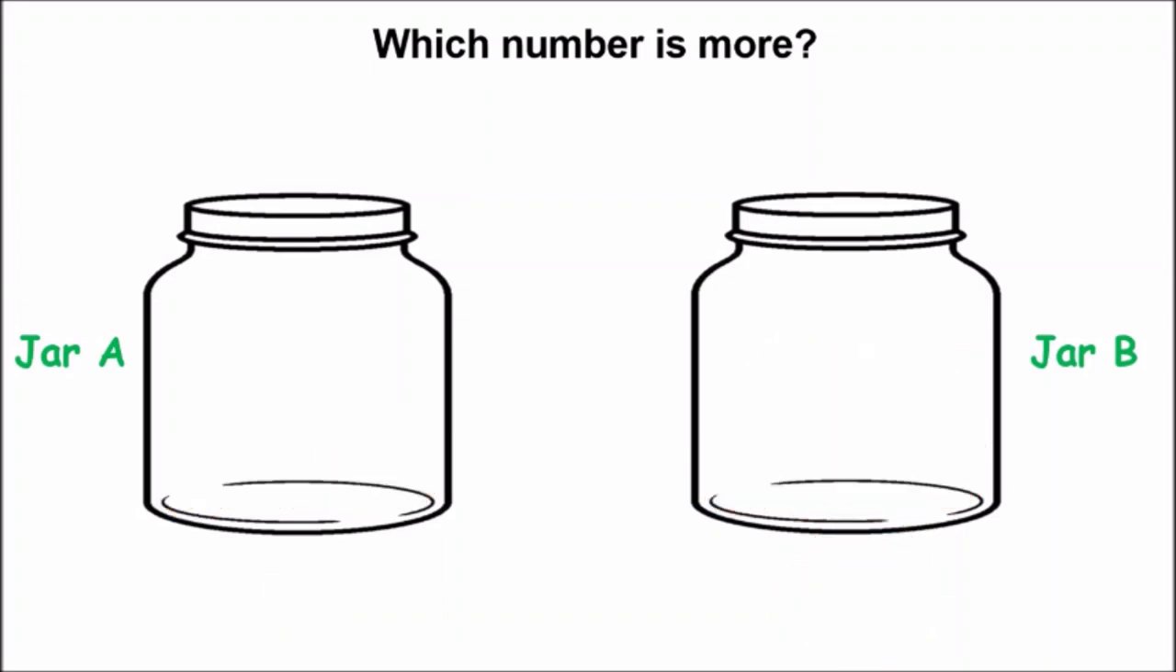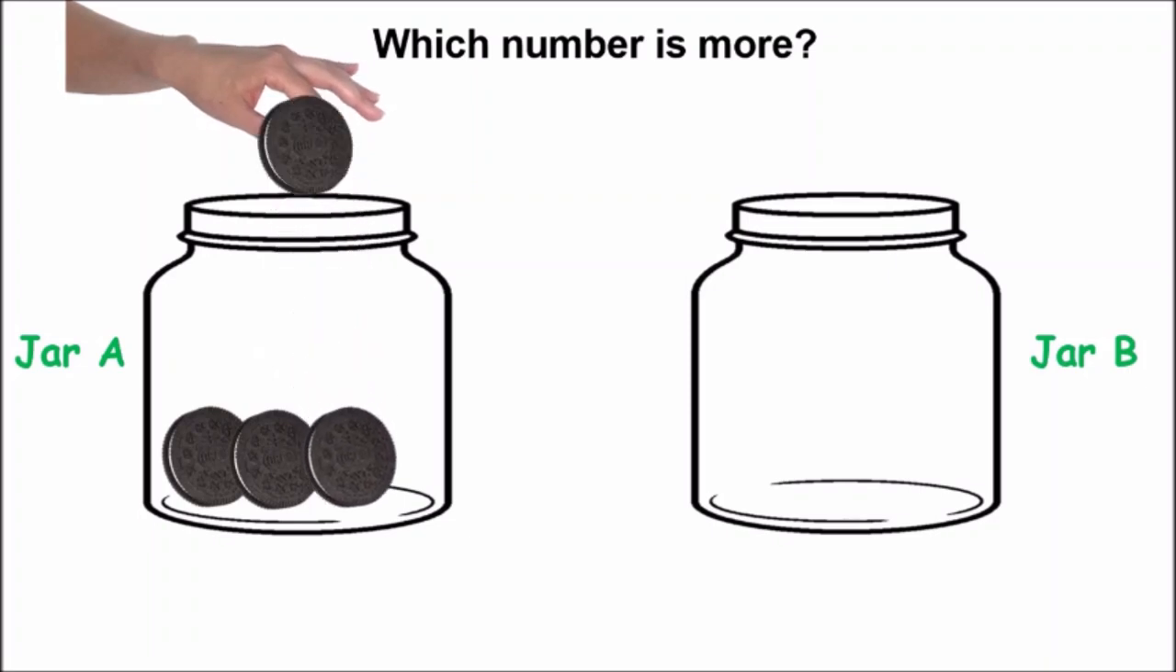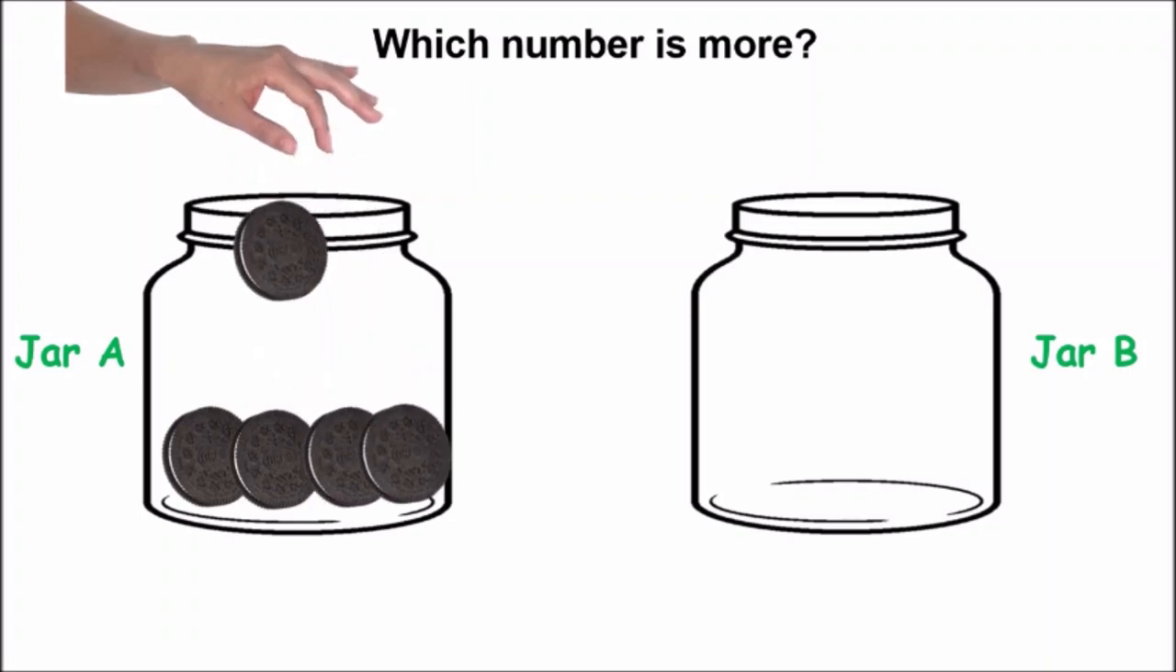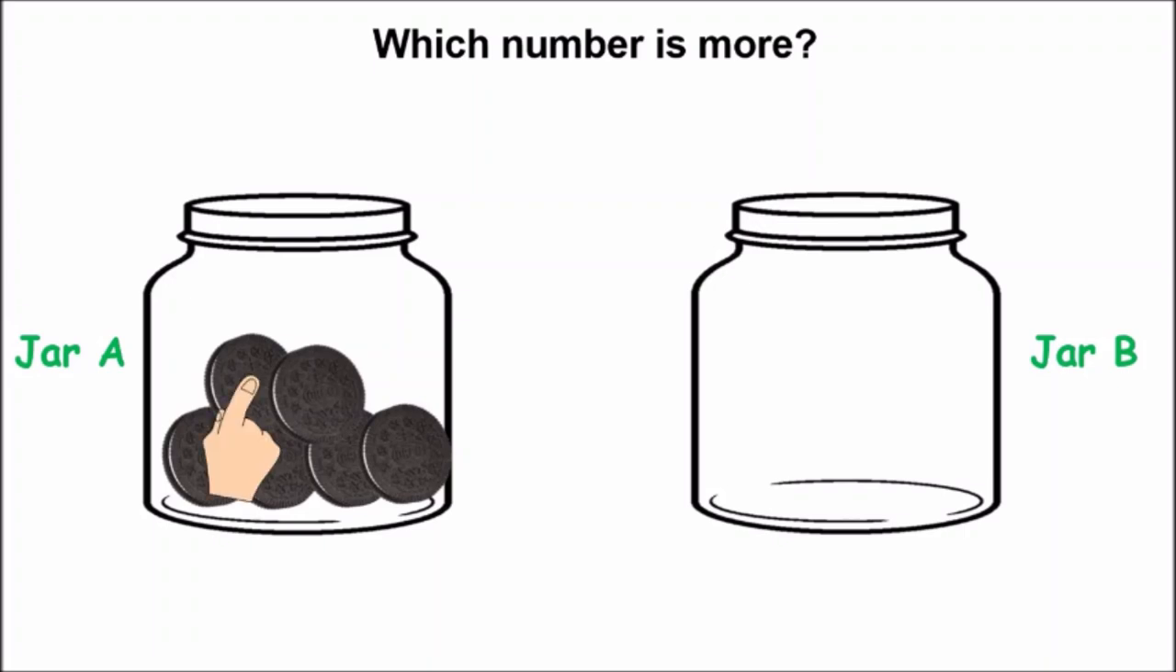Now I'm going to put some Oreo biscuits. Yummy! I'm going to put some Oreo biscuits in jar A first. So children, how many biscuits did I put in jar A? Let us count together. 1, 2, 3, 4, 5, 6. So there are 6 biscuits in jar A.